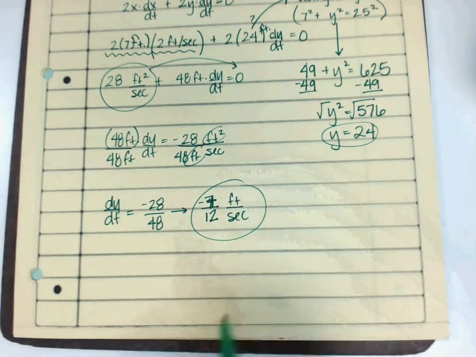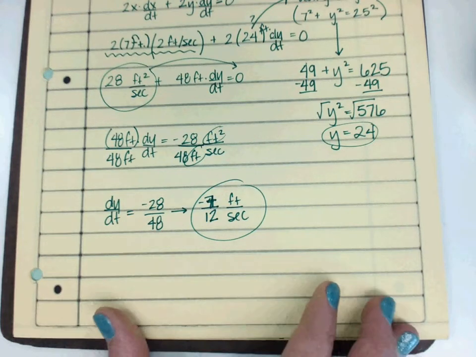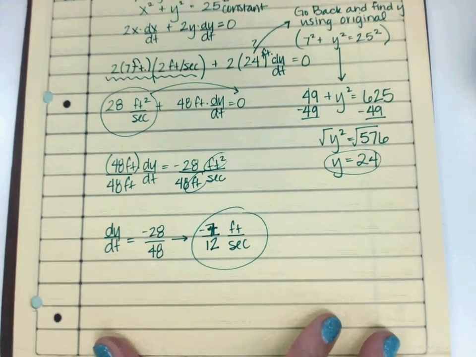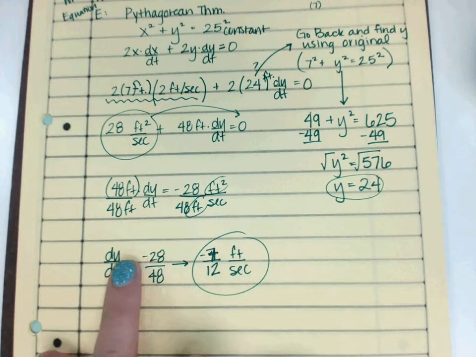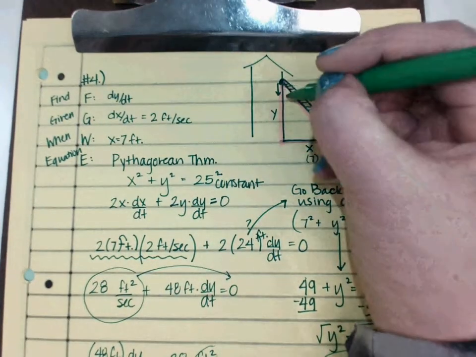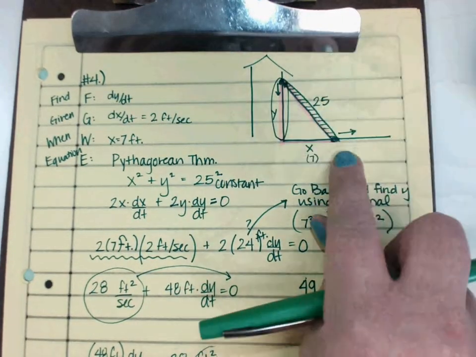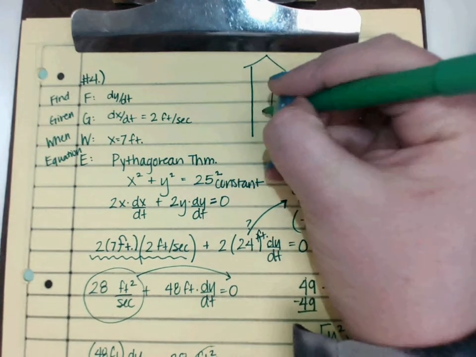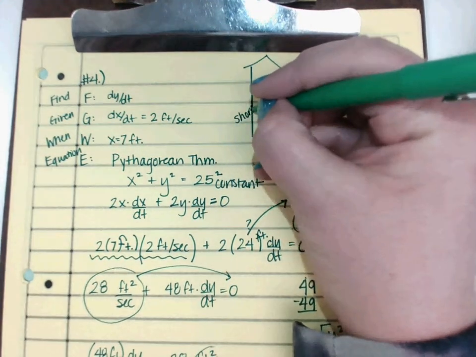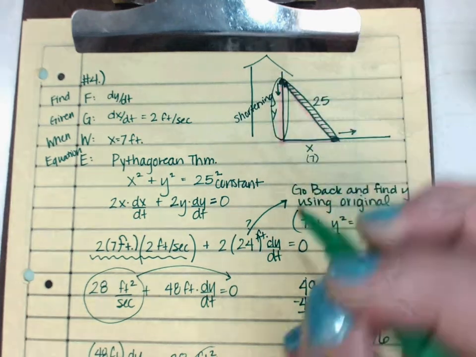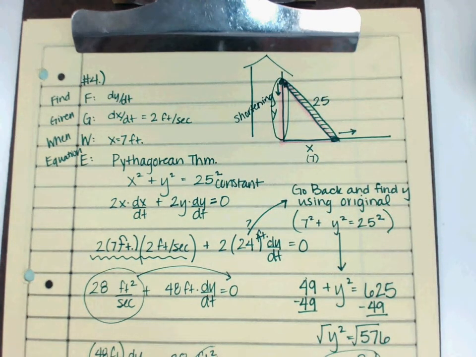Okay, now, quick question. We got a negative value. Does that make sense in this question? Yes, why? Okay, go back up to my little triangle. Remember, what does y represent? It represents this side. So as my ladder's being pulled away, this side is going to be shortening. And if it's shortening, then it makes sense that dy dt came out to be negative, because that side of the triangle is going to be shrinking as the ladder falls down. Make sense?